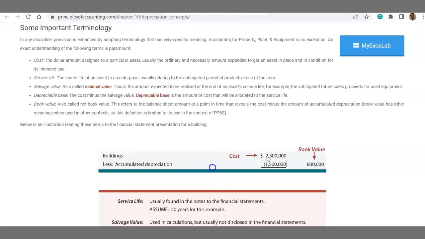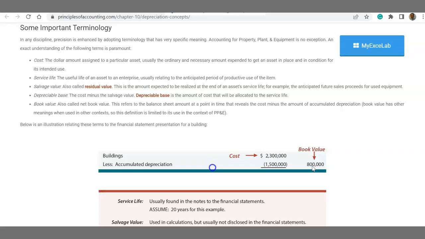So here is a building. Let's say the cost is $2.3 million, including broker fees, escrow fees, and actual cost of building, minus accumulated depreciation so far up to $1.5 million. So the book value of the building at the end of the year is $800,000. If you sell this building at this time, anything above 800 will be considered a gain on sale of building. Anything below 800 will be considered a loss on sale of building.